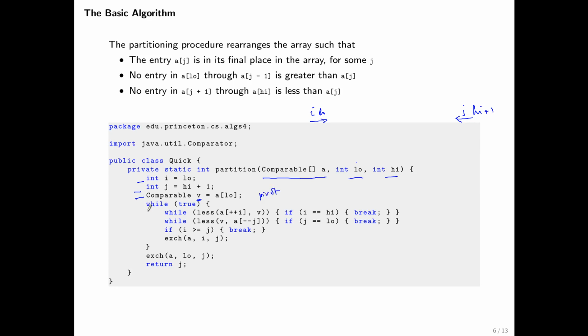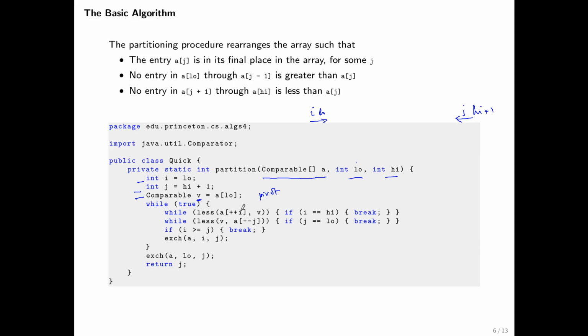Okay, and then we have this while loop that says while true, which is always true. So we want to make sure that somewhere here we break this loop. What's going on here is that in the first while loop, we check if A at ++i is strictly less than B.